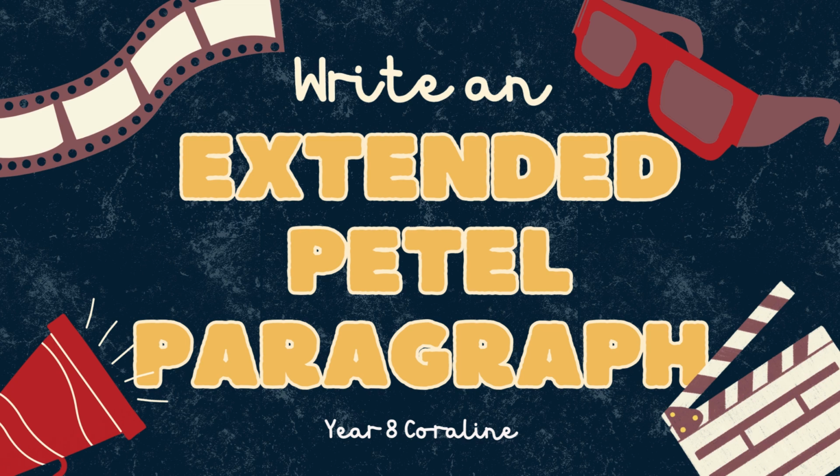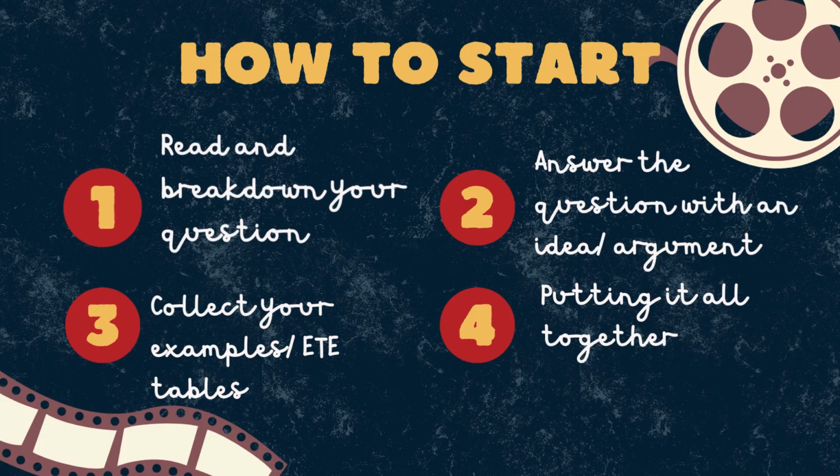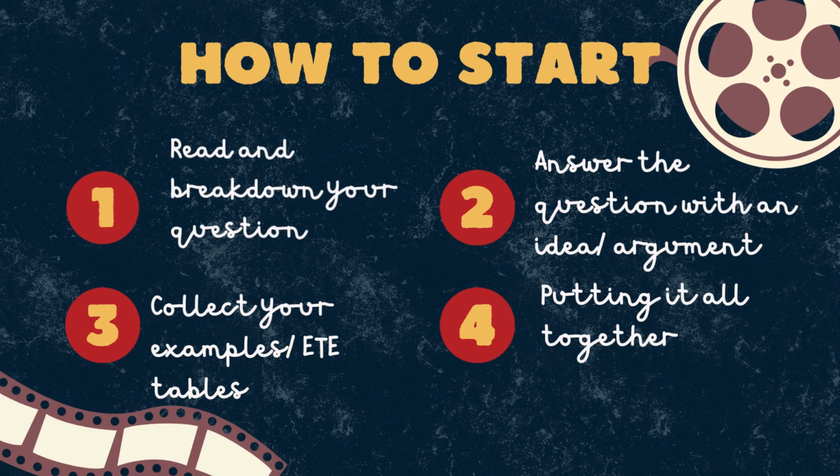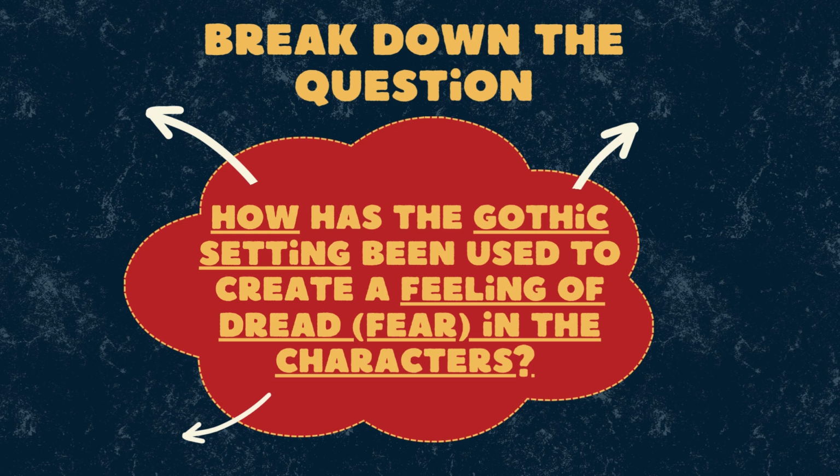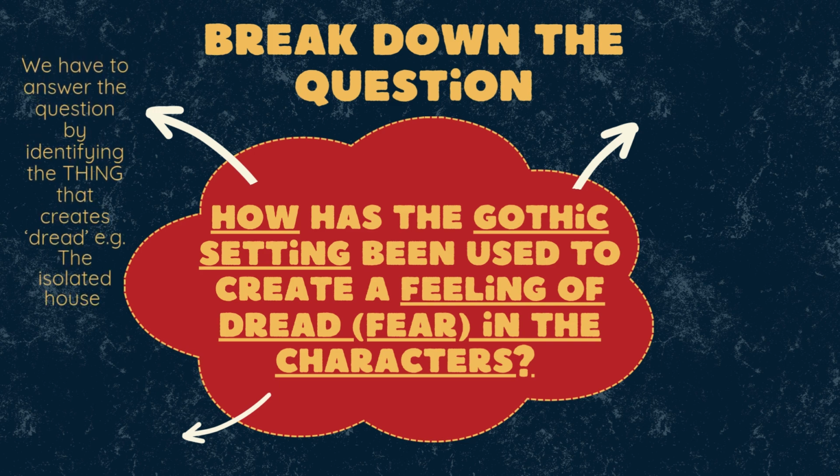These are the steps we're going to look at today, and we're going to start by reading and breaking down the question. We're going to have a look at this question, which is how has the Gothic setting been used to create feelings of dread or fear in the characters? So our first step is breaking down the question.